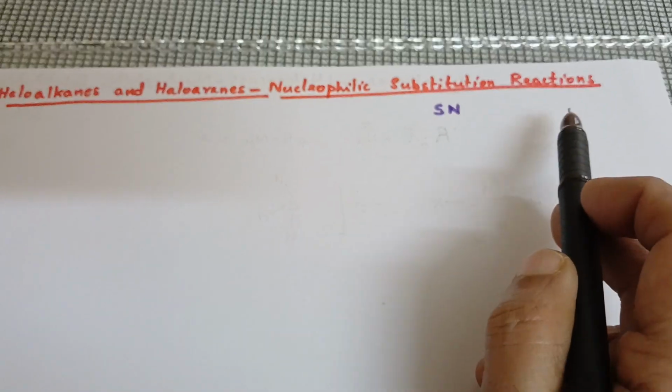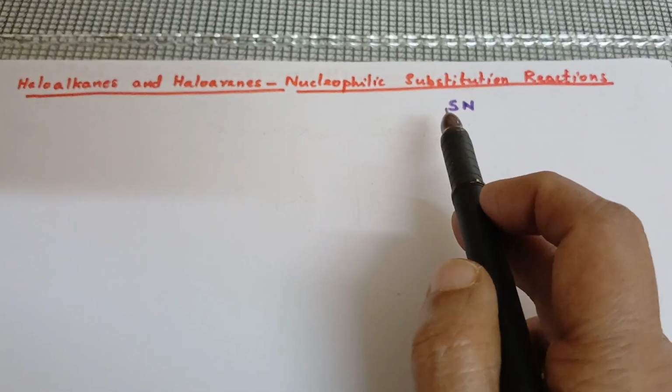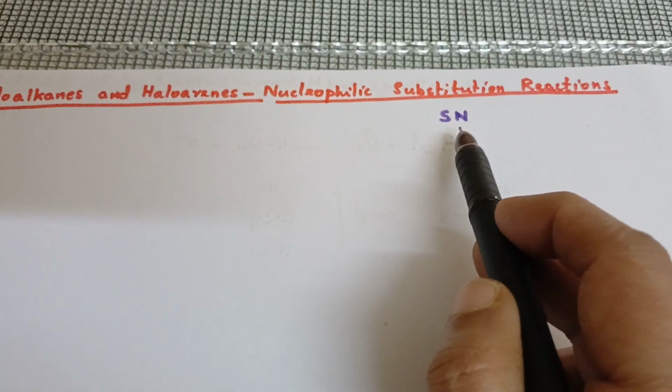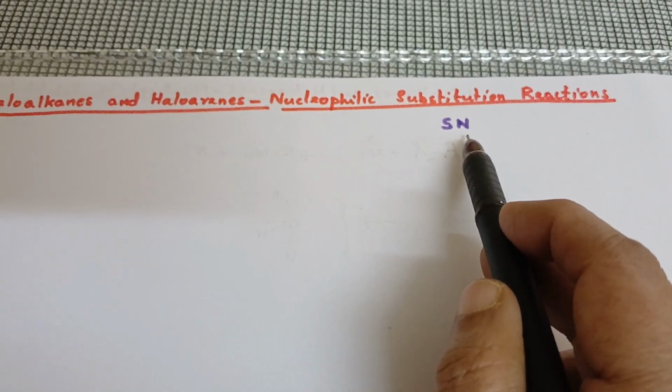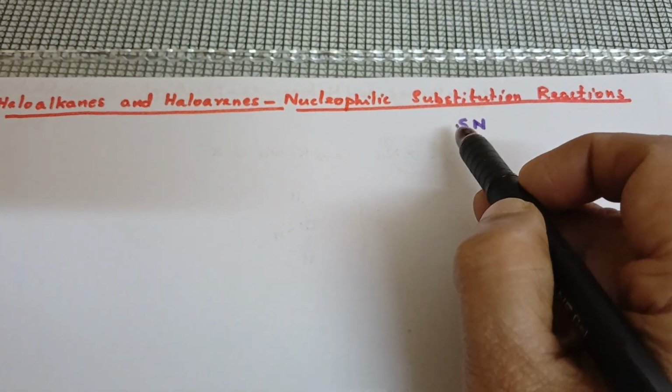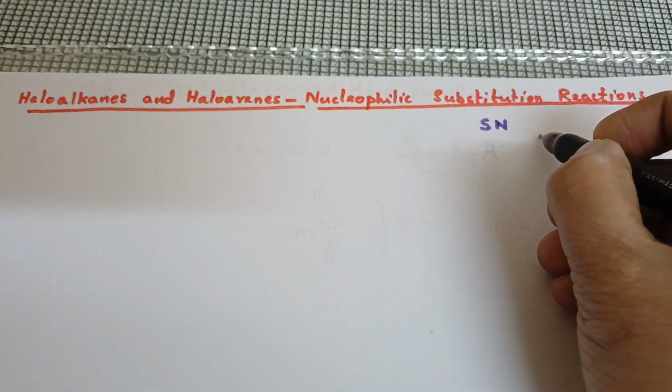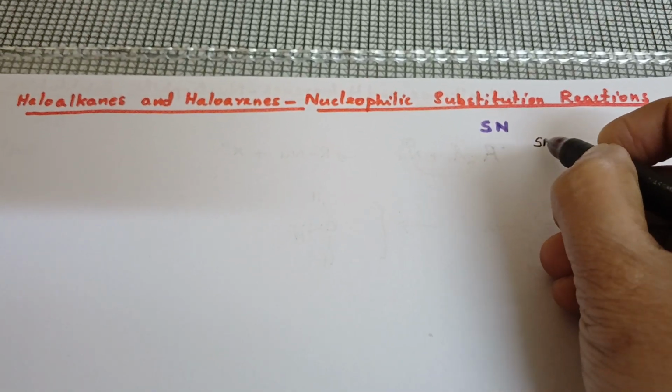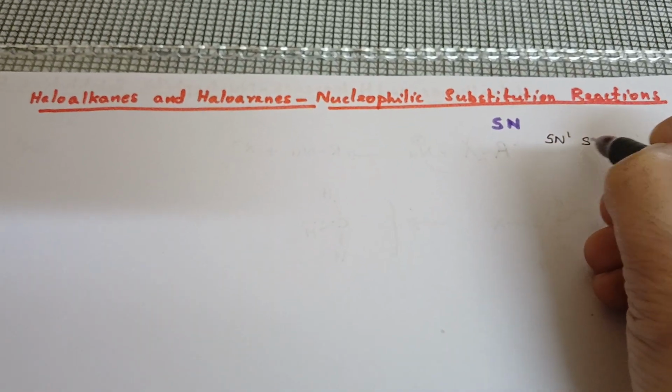Nucleophilic substitution reactions in haloalkanes and haloarenes. They are represented as SN reactions. There are two types, that is nucleophilic and substitution. Two types of SN reactions, SN1 and SN2.